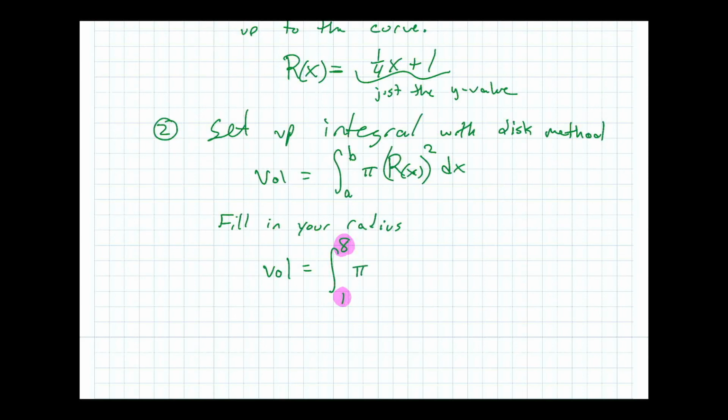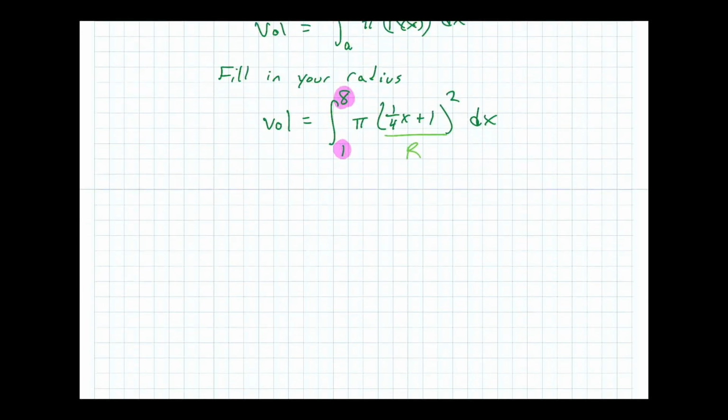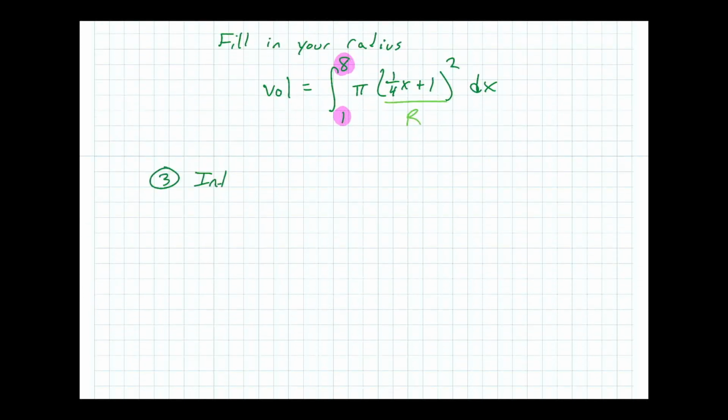We have the pi, parentheses squared. You put your radius in here, but it's squared. This is the radius. It's just the function. In this case, it's just the function. And then you've got your dx on the end. That's your integral. It's easy as that. So it wasn't that hard, right? Like all we really did was fill in the R here and the A and the B. Once you fill that out, you should be able to integrate to find volume.